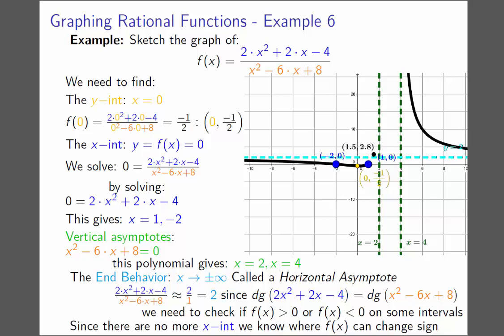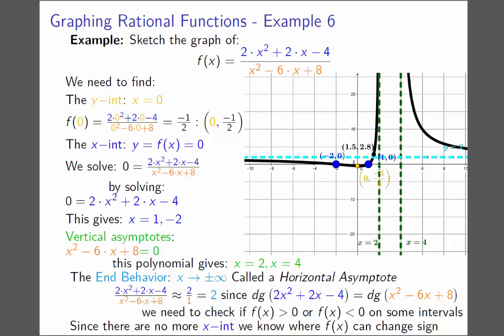So since our function is positive at 1.5, our function must be positive for every x value between 1 and 2. Because if there was a value of x where it was negative, we'd have to cross through the x-axis again. But we know we don't. So this means our function is going to approach positive infinity as it heads towards x equals 2.